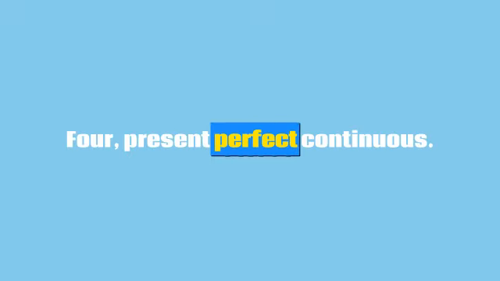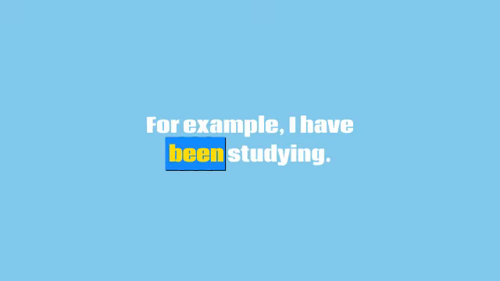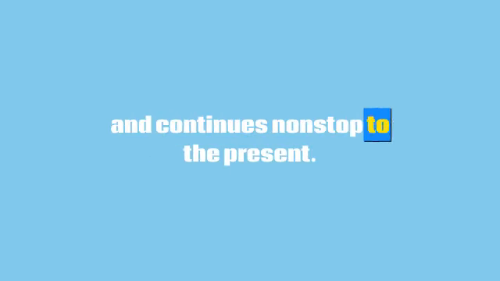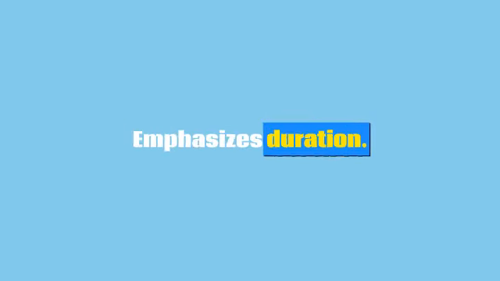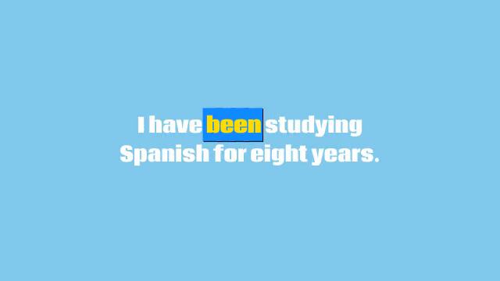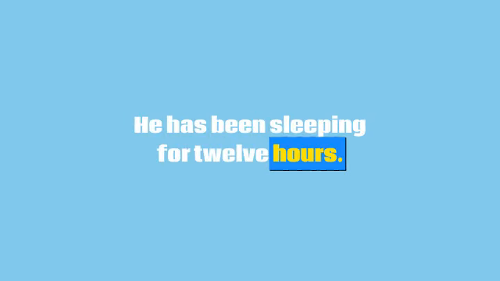4. Present perfect continuous, for example, I have been studying. Use: for an action that started in the past and continues non-stop to the present. Emphasizes duration. Examples: I have been studying Spanish for 8 years. Started 8 years ago, still studying. He has been sleeping for 12 hours. They have been traveling for 5 weeks.